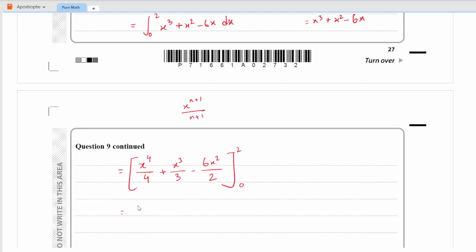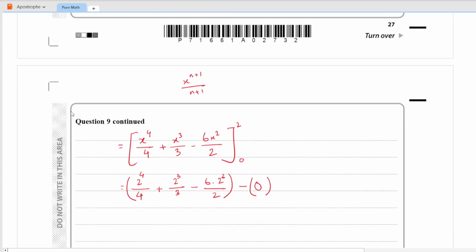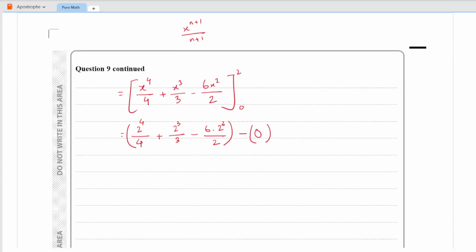When we put in 2, you can simplify and then put the values, or you can just do it directly. I usually prefer to do it directly if it's simple like this. Totally up to you. Divided by 3, minus 6 into 2 squared divided by 2, minus 0, because when you put 0 in here, this term becomes 0, this term becomes 0, this term becomes 0. So you can just directly put 0 in here.